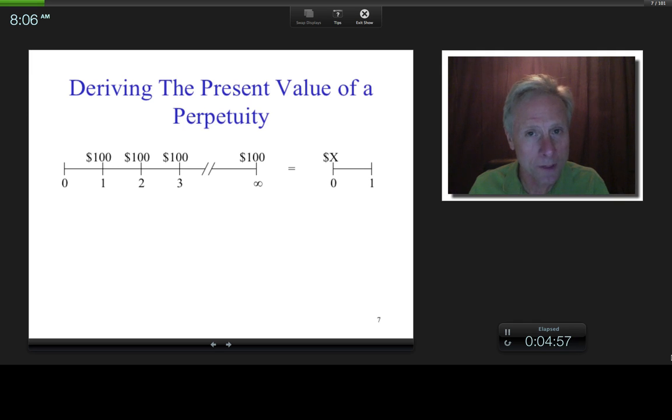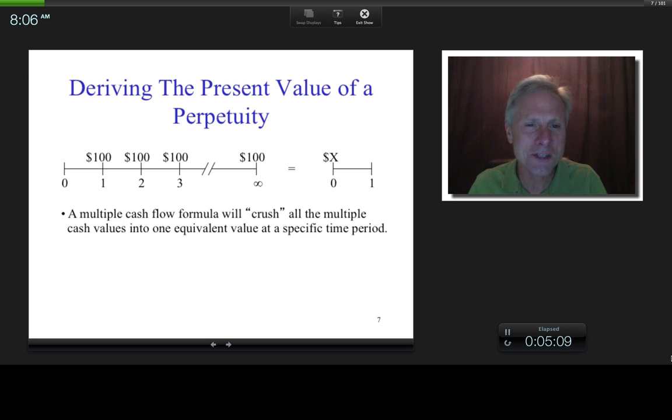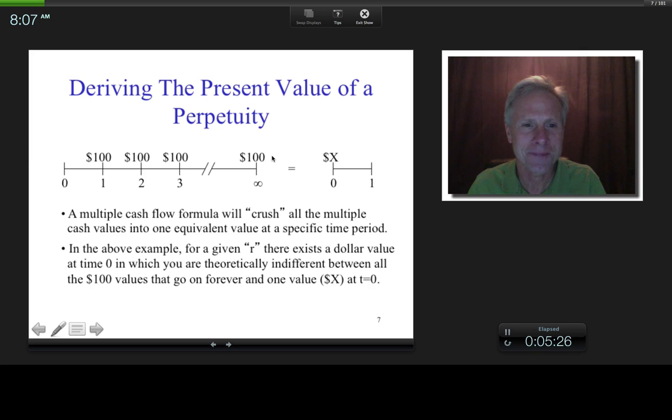Okay, so now that we understand what an annuity is and what a perpetuity is, what I want to get into now is deriving the present value of a perpetuity. And what do I mean by that? Well, basically, for a given effective rate, there exists one single number that I can put right here, I'll call it X dollars, that will make me mathematically indifferent between all of these multiple cash flows right here. And so that's what the present value of a perpetuity is. It's basically crushing all of these numbers into one single number at one single time period. So that's our goal. We're going to derive that formula.